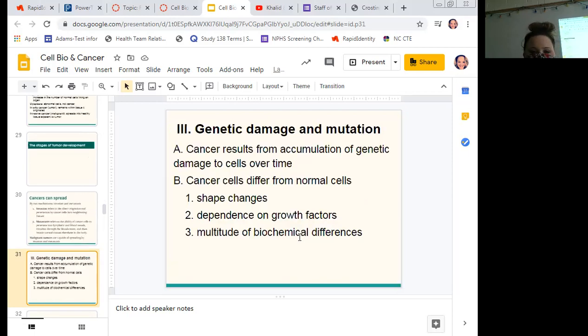It's very important. Okay. Cancer, again, results from an accumulation of genetic damages to cells over time. Most cancer is slow growing. We do have some that rapidly grow and divide. Cancer can change the way the cell looks. So a cancer cell would have a different shape. It would have different growth, which means it would grow much more rapidly. A multitude of biochemical differences to what it does inside your body, okay?